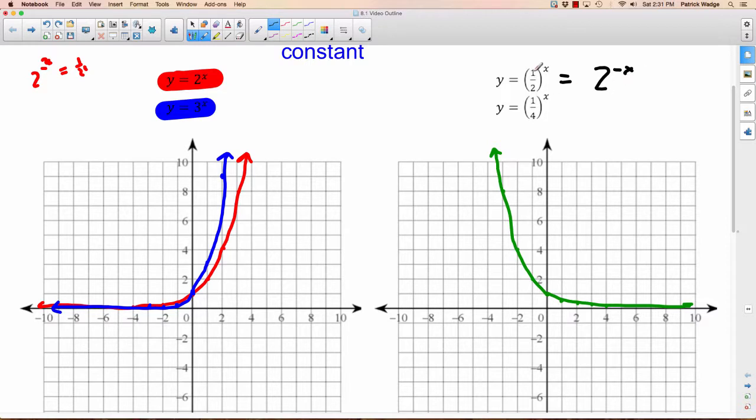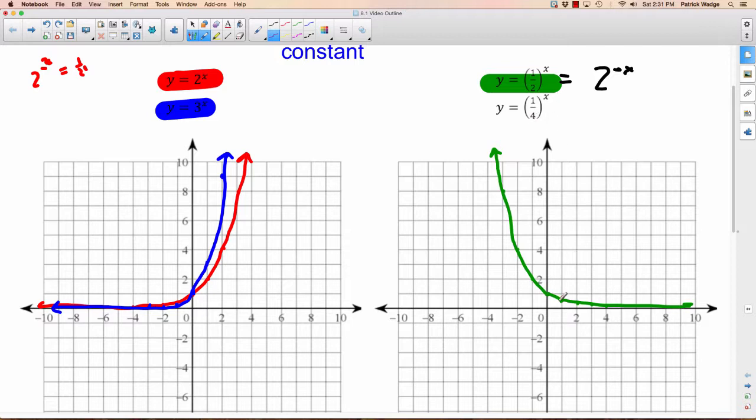2 to the negative x is the same as 1/2 to the x. And if you have a negative in the function like this, transformation tells us that'll be a reflection over the y-axis. So it actually makes sense in terms of transformations too. Okay, last one we'll do, 1/4 to the x.